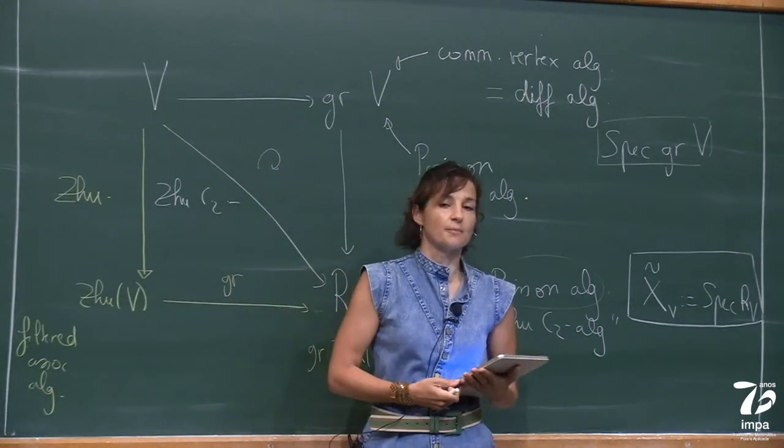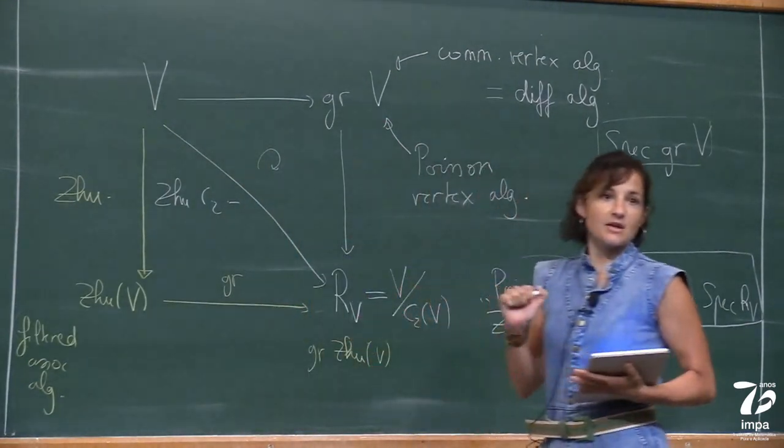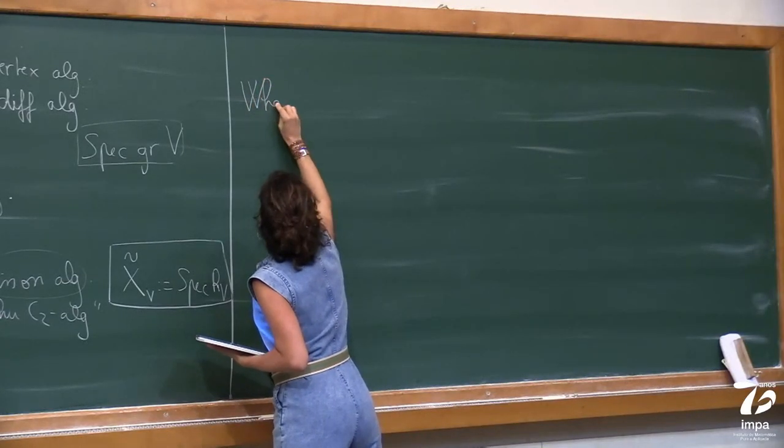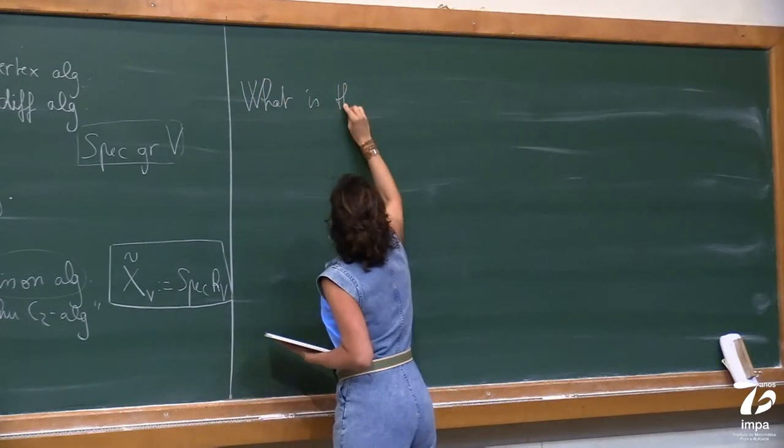Okay, so this is very nice, but what is the connection with arc spaces? For the moment, there are no arcs in my picture. So what is the connection?